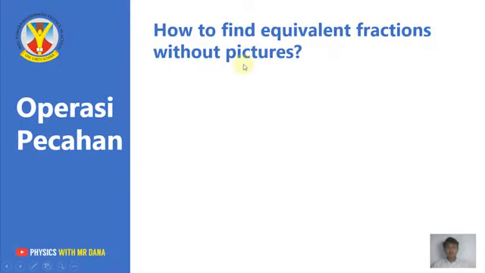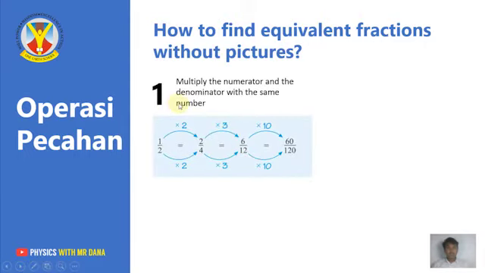But what if you don't have a picture? How do you find equivalent fractions without pictures? There are two ways you can find equivalent fractions without pictures. Method 1 is to multiply the numerator and the denominator by the same number. You can see here I have a fraction 1/2. To find other fractions equivalent to 1/2, what I need to do is multiply the numerator 1 and the denominator 2 by the same number.